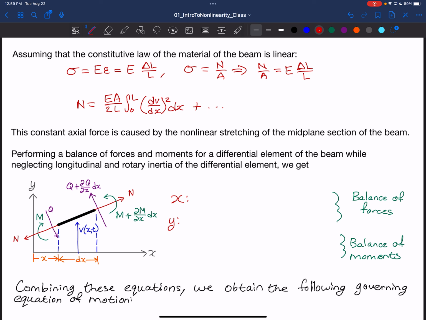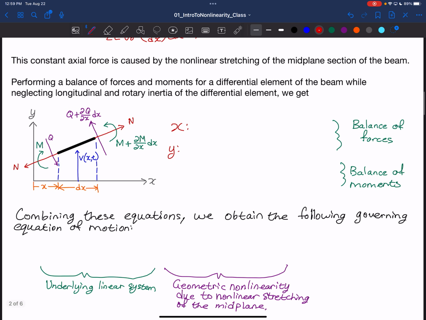So starting with the x direction, we will just have here N times the cosine theta minus Q times the sine of theta. That's equal to 0.